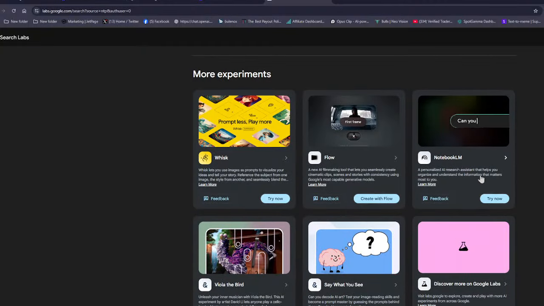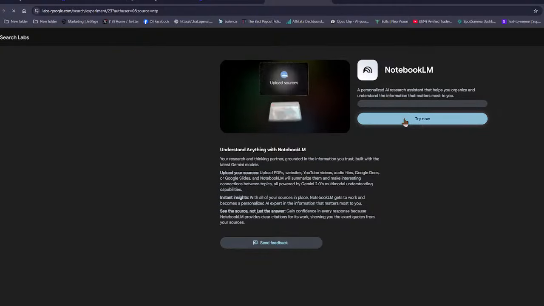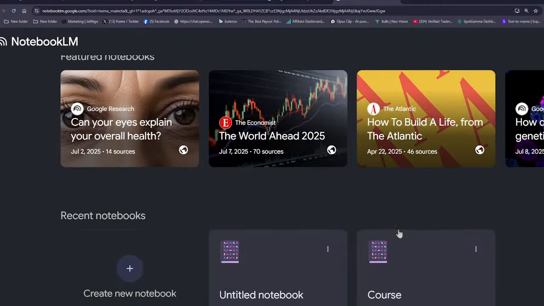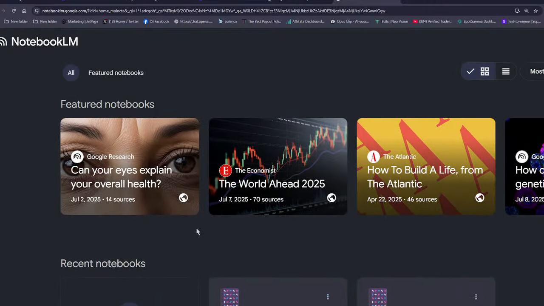So NotebookLM is the one that I was talking about earlier. That's so sick. If you want to learn how to trade, if I would have had this, I probably could have shortcutted my trading by years. No joke.